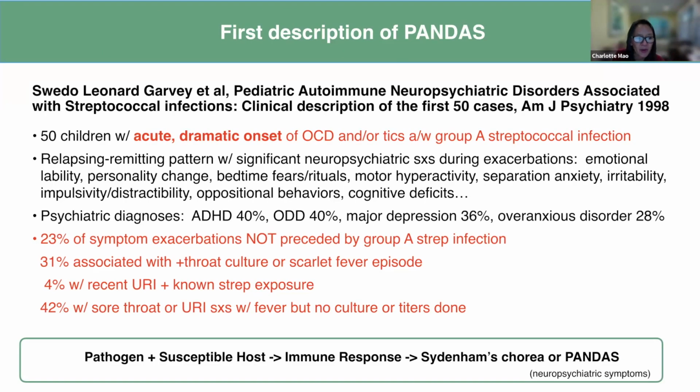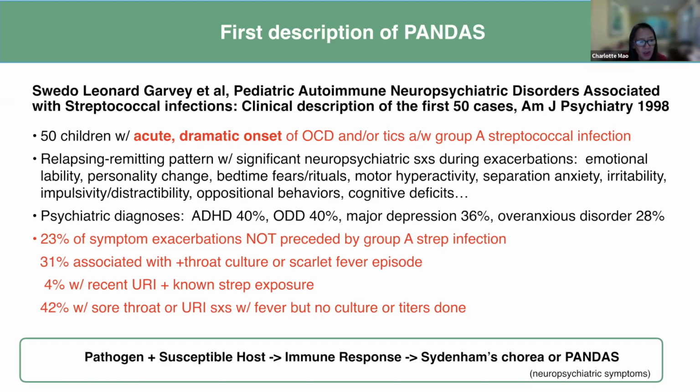So collectively, this group of studies laid the foundation for the first description of PANDAS. And that was in this 1998 paper from Sue Swedo and colleagues at the National Institute of Mental Health, describing the first 50 children they comprehensively studied with acute dramatic onset of OCD and/or tics associated with group A strep infection. And while they focused on OCD and tics as the anchor symptoms for their definition of PANDAS, the children had a panoply of neuropsychiatric symptoms that occurred in a relapsing, remitting pattern.